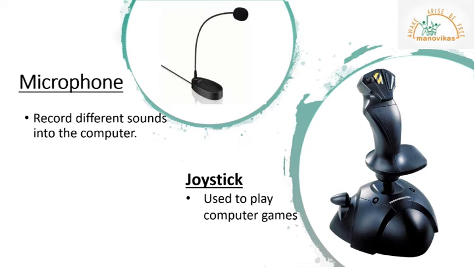Next device is joystick. Now joystick is an input device consisting of a stick that is attached to a base. The stick moves and controls the movement of the pointer and some other display symbols on the screen. Joysticks are commonly used for playing video games.